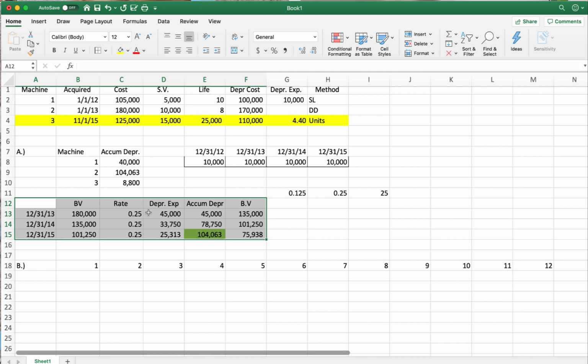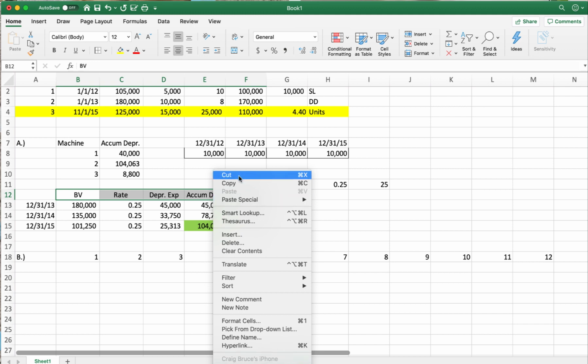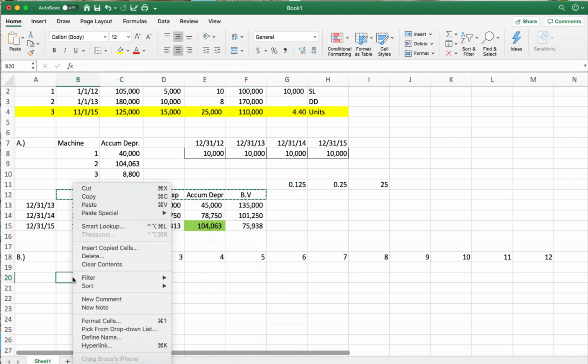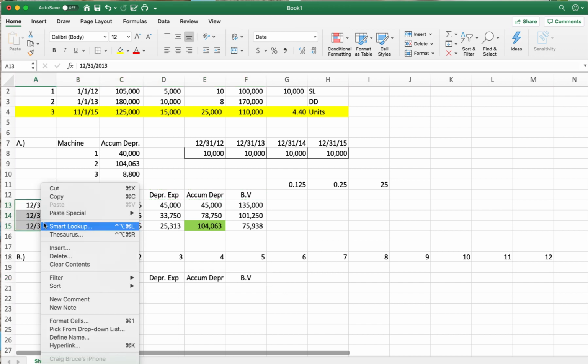Because think about it. It's saying here that our depreciation expense for year 1 is $45,000. That's because we assumed we bought it on January. Now what they're telling us is you didn't buy it on January. How would it change if you bought the machine on May 1st? So I'm going to do the same thing. In fact, I'm just going to copy and paste this right here.